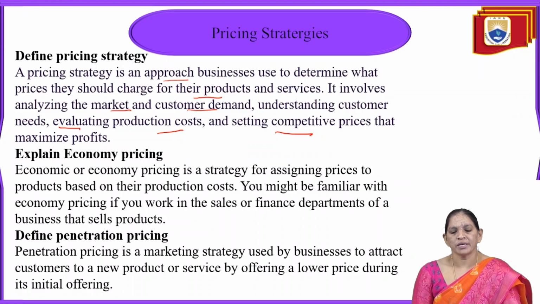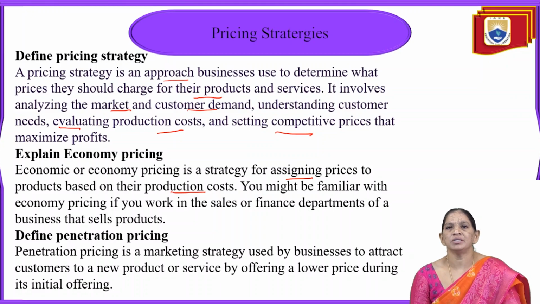Explain economy pricing. Economic or economy pricing is a strategy for assigning prices to the product based upon their production cost. Economy, we can say, is like lesser cost or economical, means we identify that the cost factor is to be considered. So here, assigning the price of the product based upon the production cost means internally we have the land, labor, raw materials. So based upon their cost of manufacturing, the economical pricing will be there.